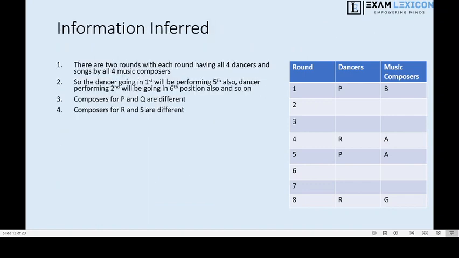Next, we'll be keeping all the information inferred from the additional facts, like the number of performances between items assigned by B, G and D is the same. This was from the last additional fact.